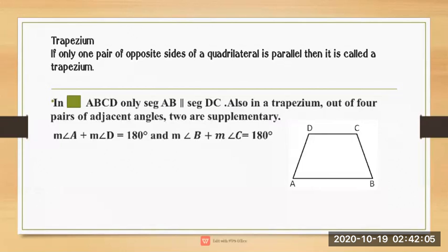That means they are supplementary angles. If we add both the numbers, we get the answer 180 degrees. So here trapezium is what? A trapezium has only one pair of opposite sides parallel, so that is called a trapezium. Here in trapezium AB is parallel to DC, so when we add two adjacent angles, they are also supplementary. Supplementary means 180 degrees.